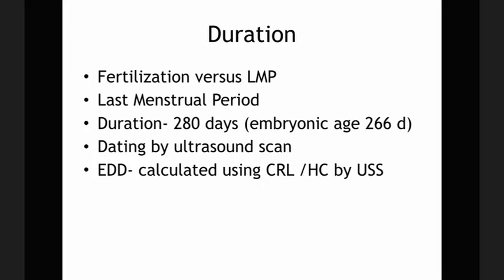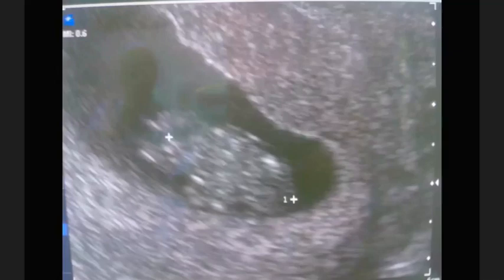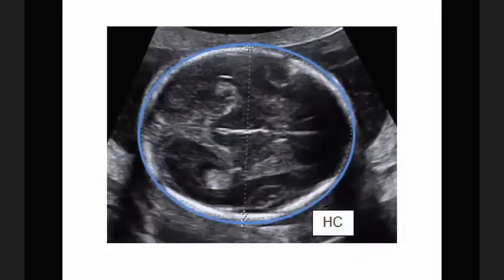Okay, after 13 weeks, second trimester scans, we go by the HC, head circumference value. So this is the crown rump length we have taken, and this is the head circumference. In the second trimester, if there is a discrepancy of more than 7 days, we take the head circumference value. Okay, that you should know.